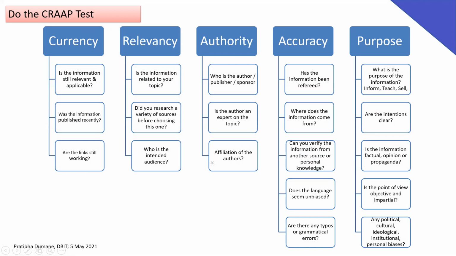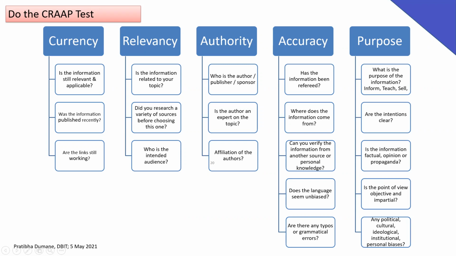Currency relates to the timeliness of the resources. When was the information published or posted? Has the information been revised or updated? Is it important to have current information, or will older sources work as well? Are all the links given working?